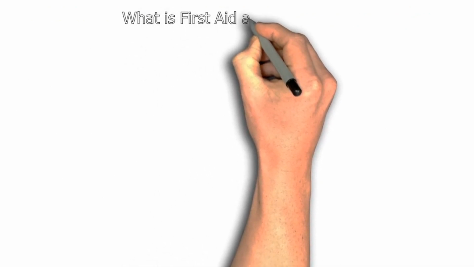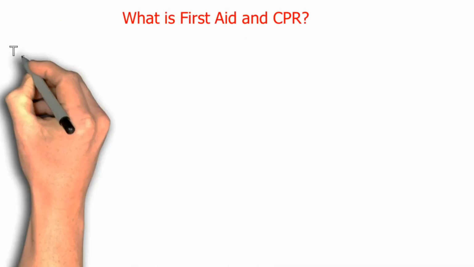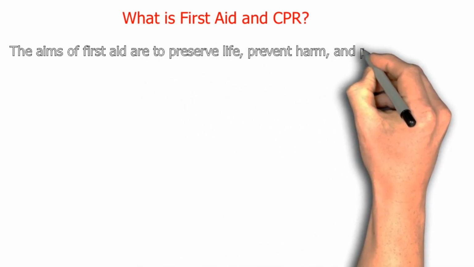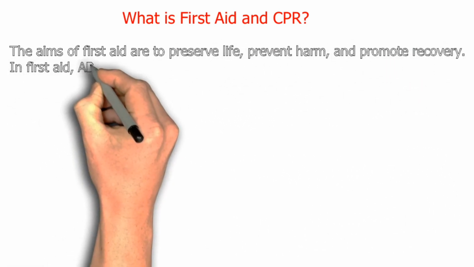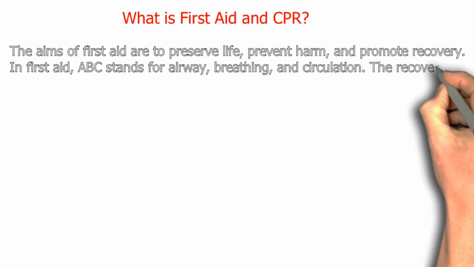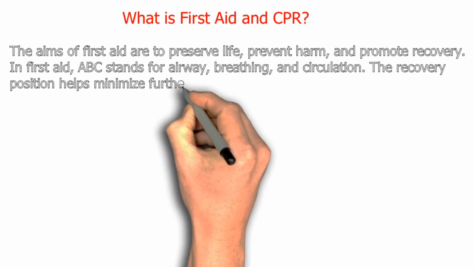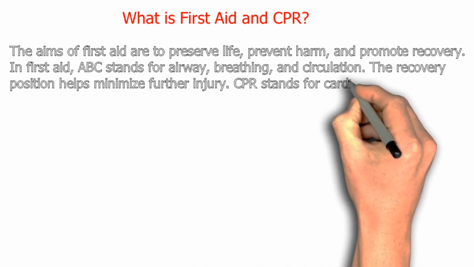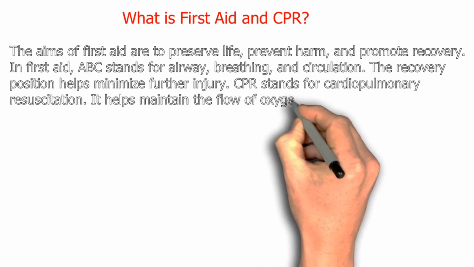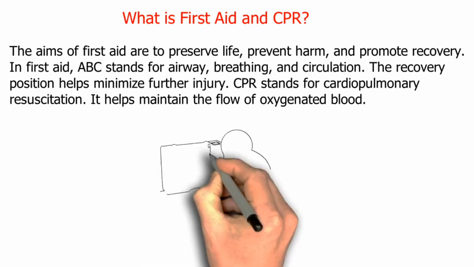What is first aid and CPR? The aims of first aid are to preserve life, prevent harm, and promote recovery. In first aid, ABC stands for airway, breathing, and circulation. The recovery position helps minimize further injury. CPR stands for cardiopulmonary resuscitation. It helps maintain the flow of oxygenated blood.